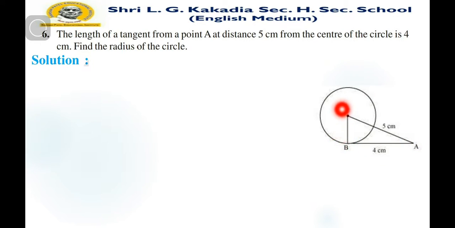We know that OB is the radius, AB is a tangent. So OB and AB are perpendicular to each other. So this OBA triangle is a right angle triangle. So by the Pythagoras theorem we can easily find OB.